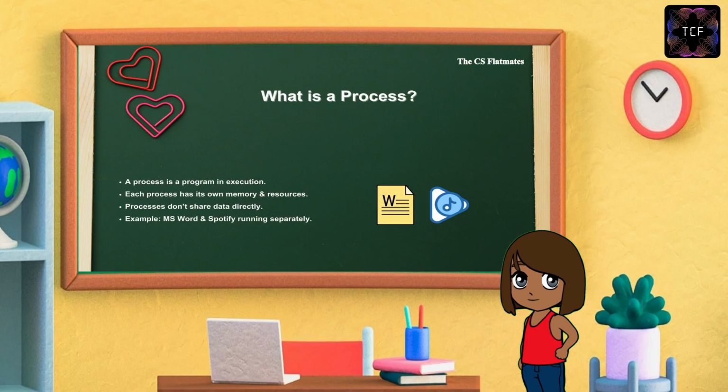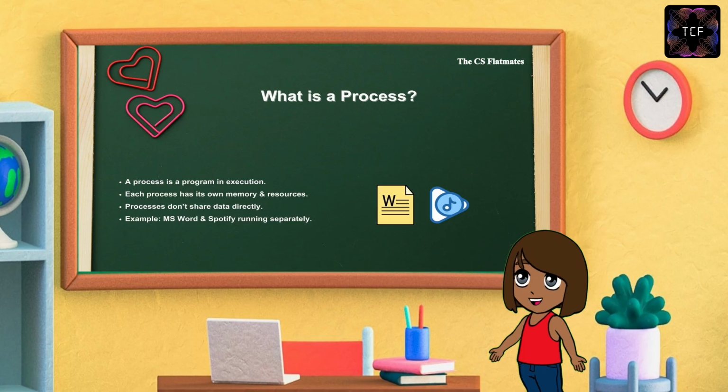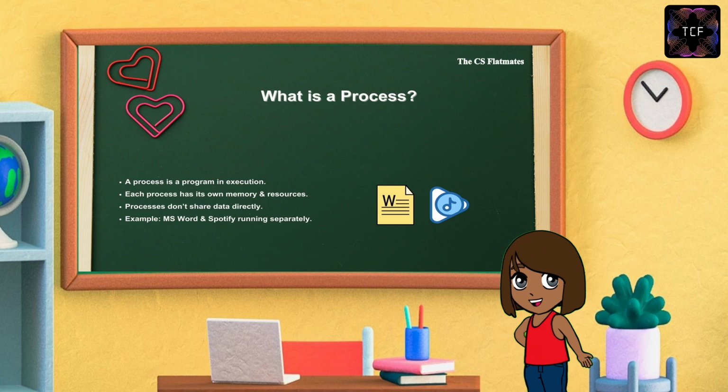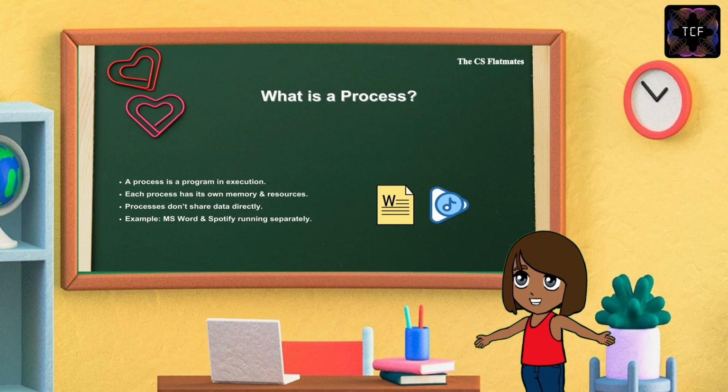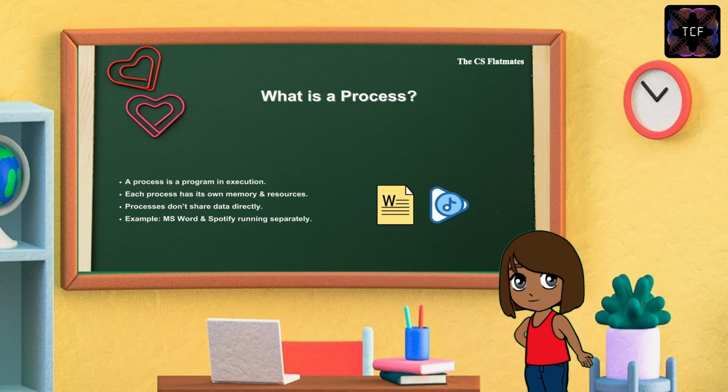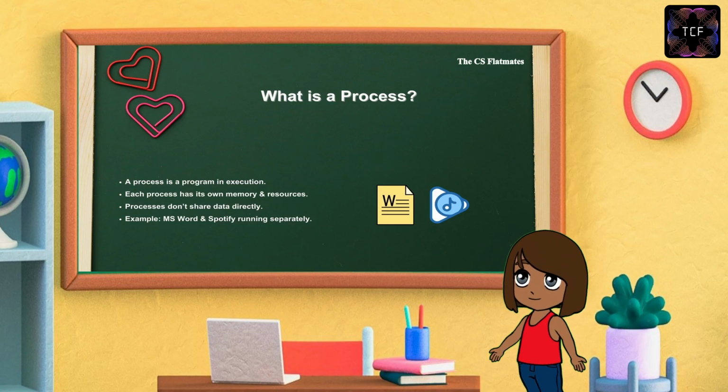What is a process? A process is a program in execution. Think of it as an independent entity that has its own resources like memory, registers, and files. Example: imagine you are working on MS Word while listening to music on Spotify. MS Word, one process. Spotify, another process. Both are separate, have their own resources, and run independently.